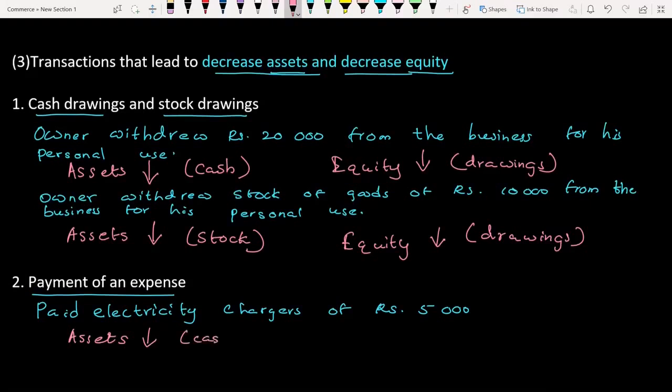Why? Because the business has to make a cash payment now because of this expense. So cash reduces. On the other hand, the equity, the assets belonging to the owner of the business, also decreases because of this expense. This expense is electricity charges. Therefore, because of electricity charges, the equity reduces.